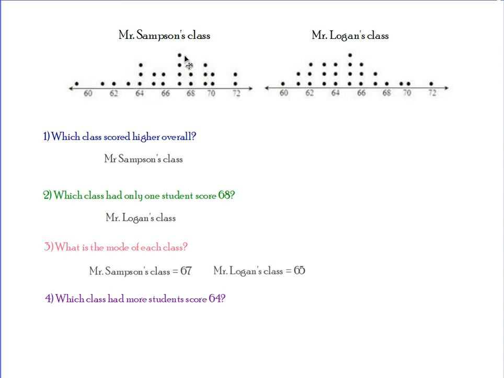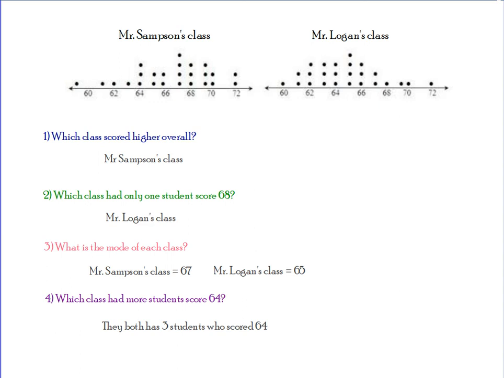Mr. Sampson's mode was 67. Mr. Logan's class had a mode of 65. And which class had more students that scored 64? They both had 3 students who scored 64, so neither one had more.